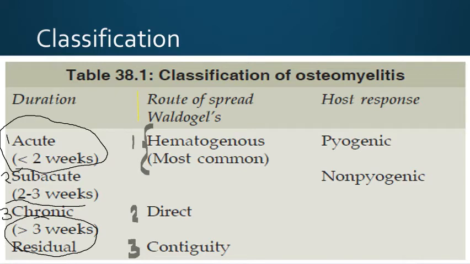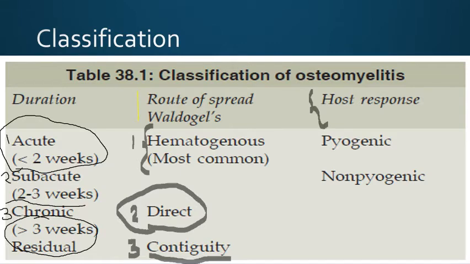Second is a direct spread. Direct spread means the patient has an open wound and the bone got infected. Third is contiguity. Contiguity is spread from adjacent structures. Suppose you have an infection of a joint and the bone adjacent to the joint is getting affected, it is known as contiguity.